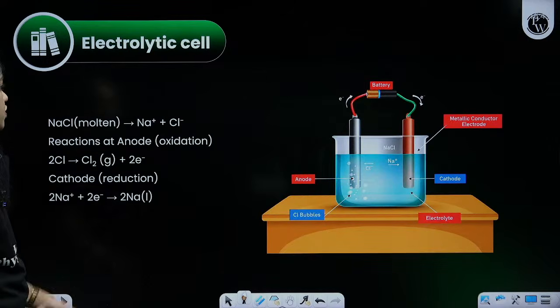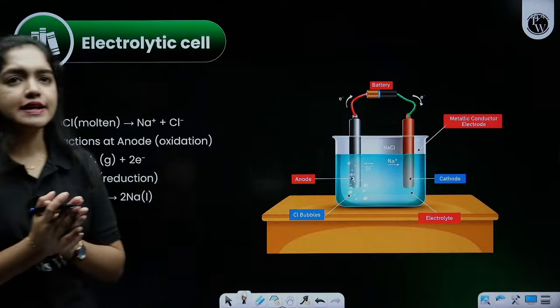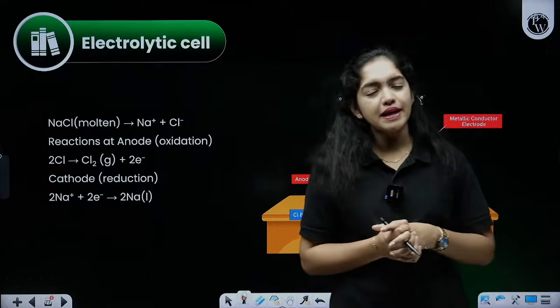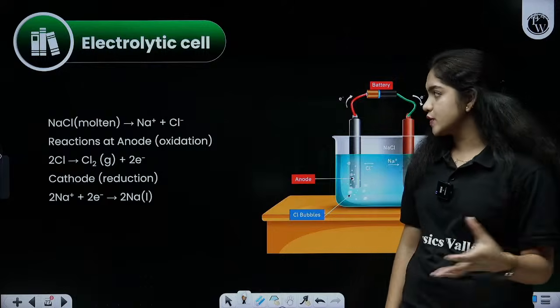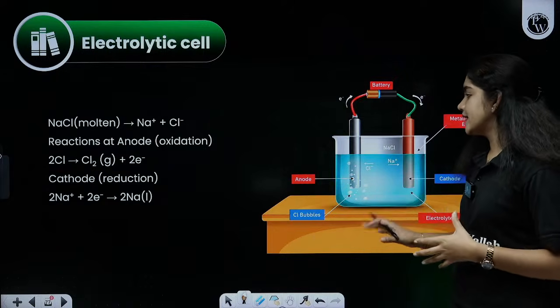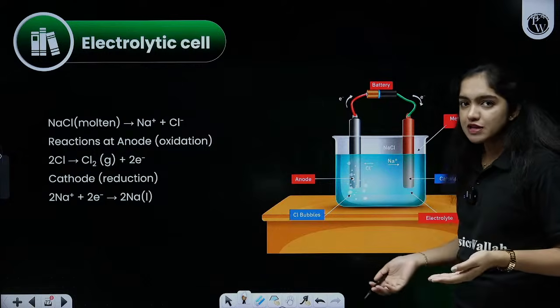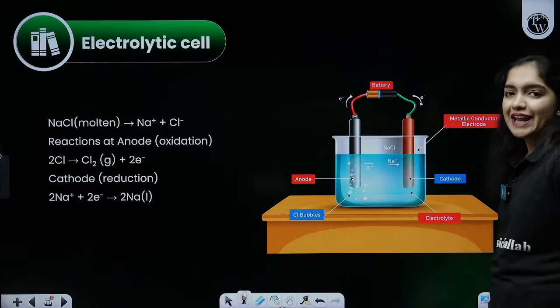Then, the electrolytic cell, we already discussed, right? What is an electrolytic cell? Electrical energy is converted into chemical energy with the help of electricity. In the same beaker we will be taking two rods. The positive will be there, the negative will be there. The positive will be the anode, the negative will be the cathode. Just the opposite of the electrochemical cell.